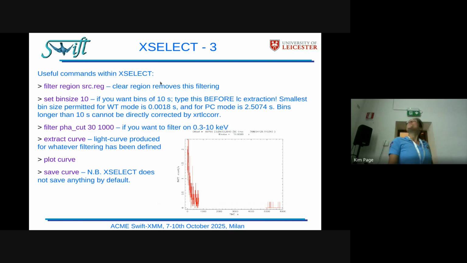Sticking with a light curve, the default bin size for a window timing light curve is 1 second. For photon counting mode, it's 5 seconds. You might want something longer or shorter. To do that, you'd say set bin size and then give it in seconds.